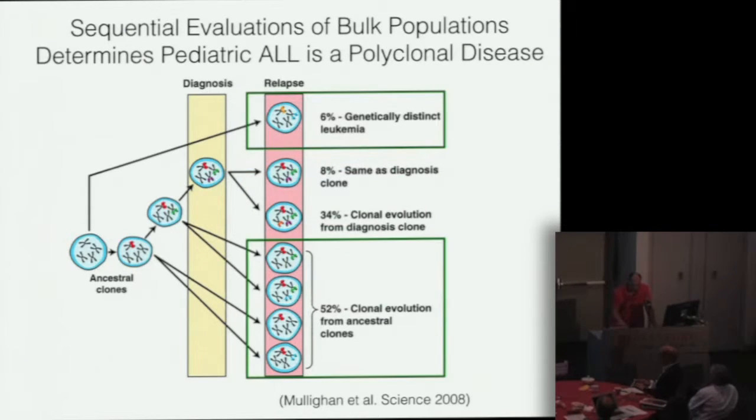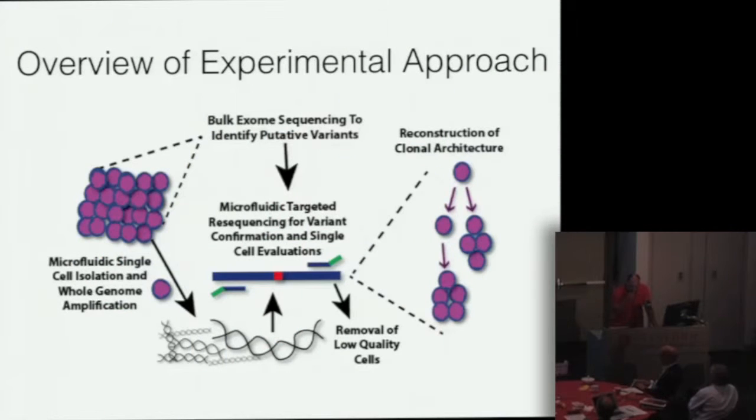And so what Chuck has done has been to take actual patient samples and try to dissect the clonal architecture. We've done this using Fluidigm's C1 chip, which allows you to isolate single cells, amplify their genomes, and recover the full amplified genome from the chip for analysis.